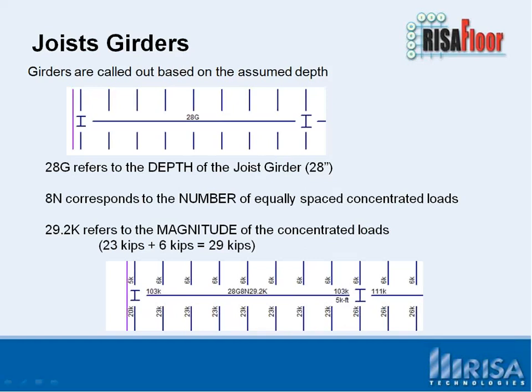So on the bottom of our screen we can see that we have 6 kips plus 23 kips concentrated, 8 different times on this girder that we're looking at. And then the last number tells us the magnitude of that concentrated load. So basically these two numbers are added up to give us roughly 29 kips every 8 increments there. And that's the kind of call out that you're actually going to give your joist manufacturer. So we've got that all listed out here for your joist girders.